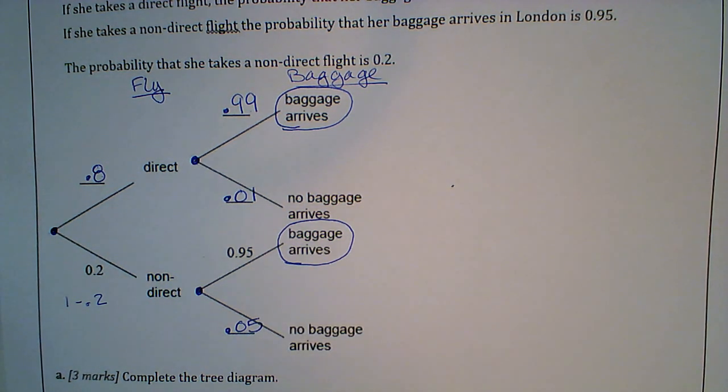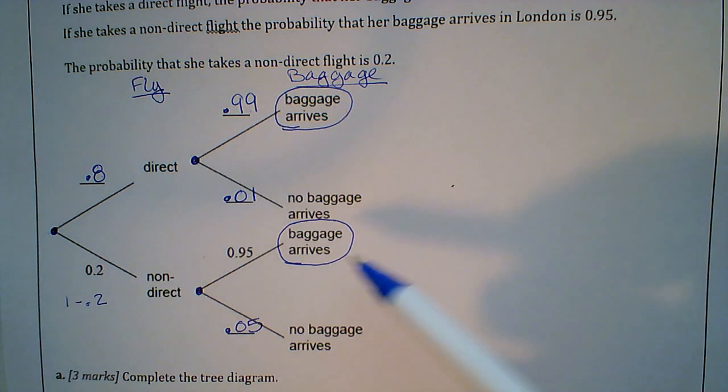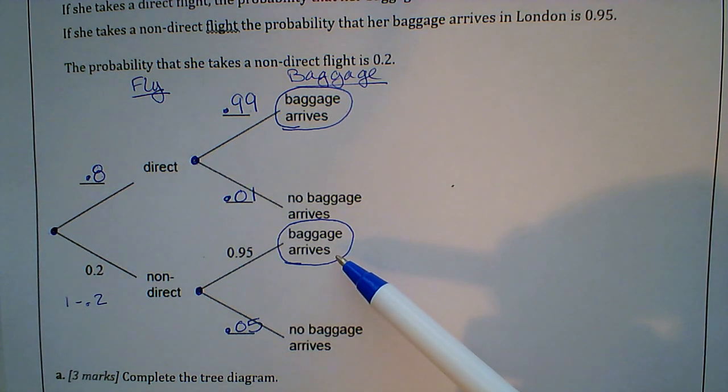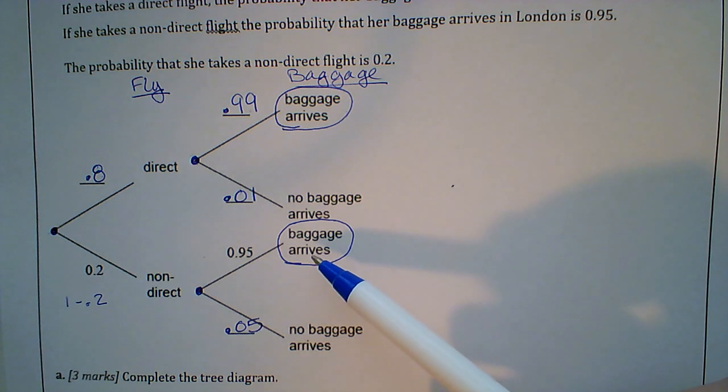Now, did you catch the little word that I used? My dog's barking in the background. I don't know if you can hear her, but did you catch the little word that I used there? Our baggage could arrive by taking this path, or my baggage could arrive taking this path. Did you catch that magical little word? Hear me say, or, this, or this.